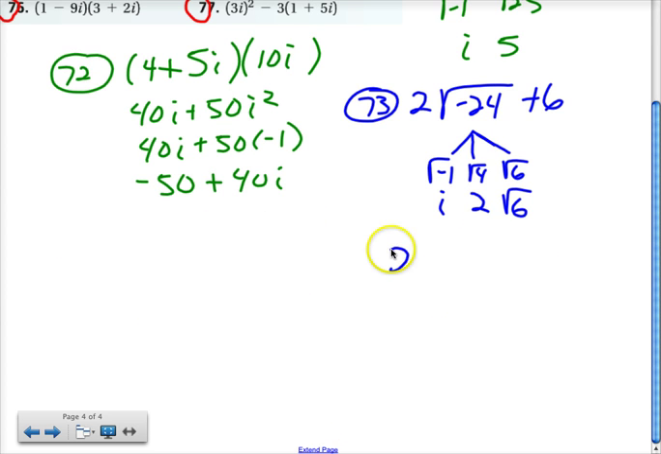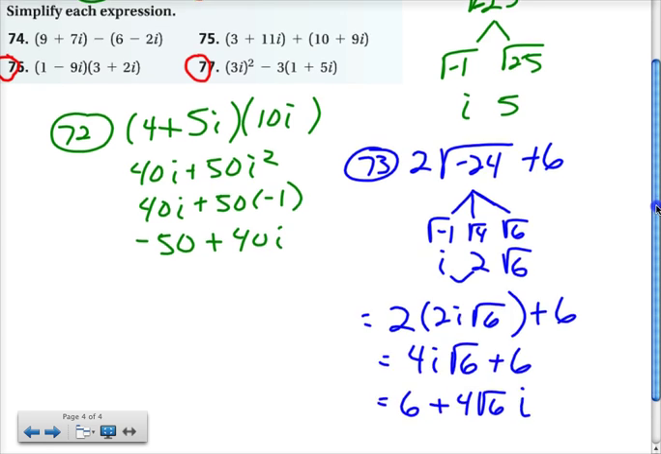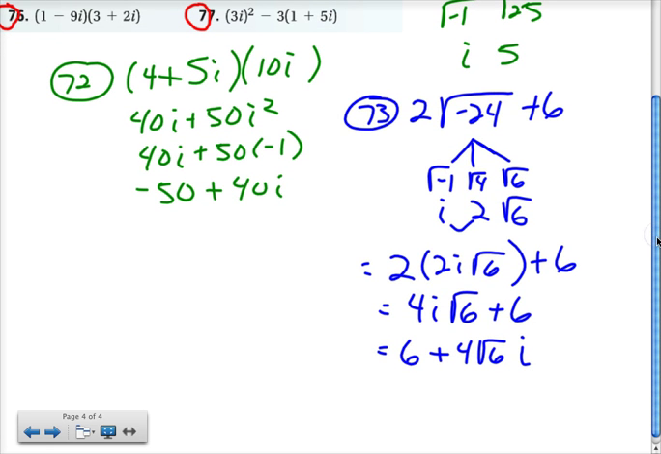So now it's going to be 2 times, we reverse these, 2i square roots of 6 plus 6. Well, that's going to be 4i square roots of 6 plus 6. And if we're going to put this in standard form, we'll put the 6 in the front. So 6 plus 4 square roots of 6 i. And again, make sure that your i does not appear to be underneath the radical as you're working through that one.